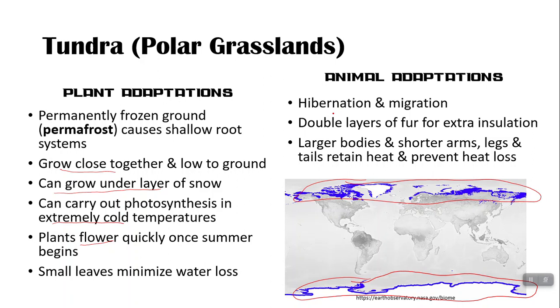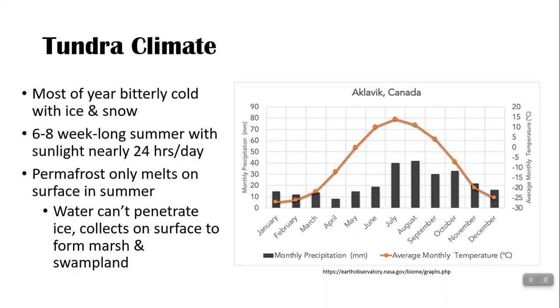Honestly, not a lot of animals stay in the tundra during the winter. It's very cold. There's not a lot of food. Some of your food is covered under snow, so it's just not very feasible. So they'll migrate. Others may hibernate. Some of them, to preserve their warmth, will have double layers of fur, or they'll have body modifications. So their bodies are big with short arms, legs, and tails, which helps them retain heat.